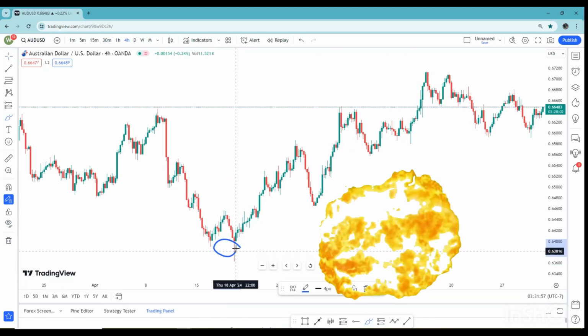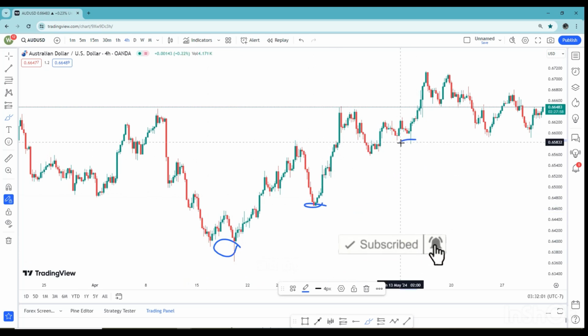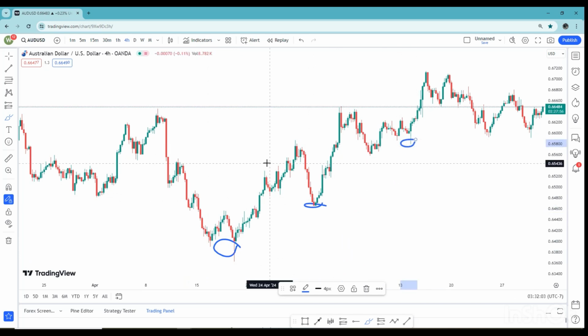I'm gonna connect this one, and this one, and this one, because you can see that this is the rejections one which we had in the market. So let's clear everything as well, so that we can connect everything.